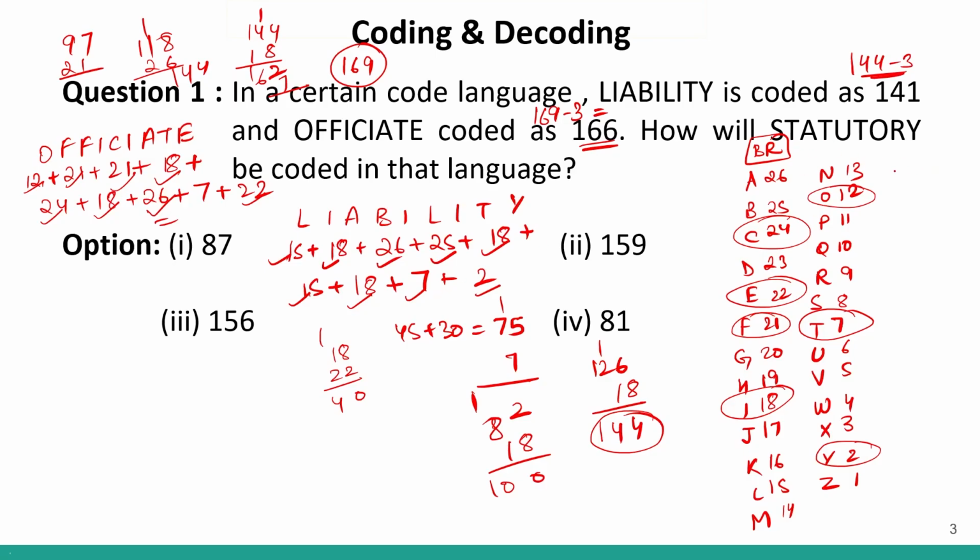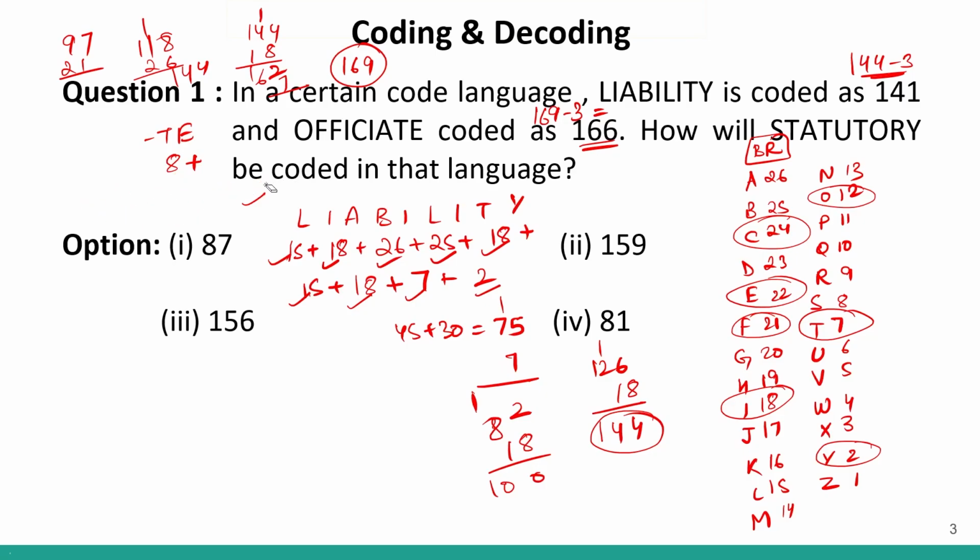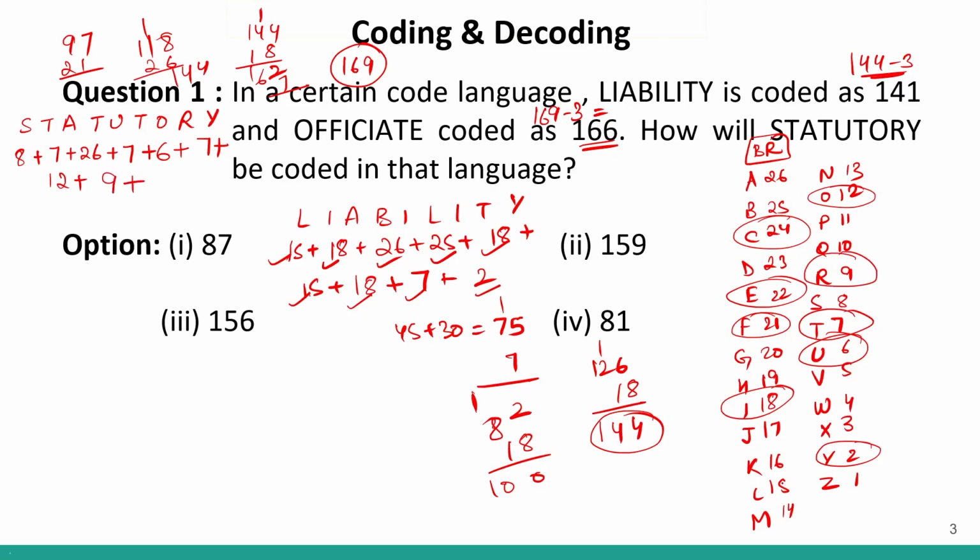So we'll do the same thing for statutory also. Statutory will take the sum of the backward ranks and minus 3. So sum of backward ranks for statutory. This is your spelling, correct? S. S is how much? 8 plus 7 plus 26 plus 7 plus U is how much? 6 plus T is again 7 plus O is how much? 12 plus R is 9 plus Y. Y is how much? 2.